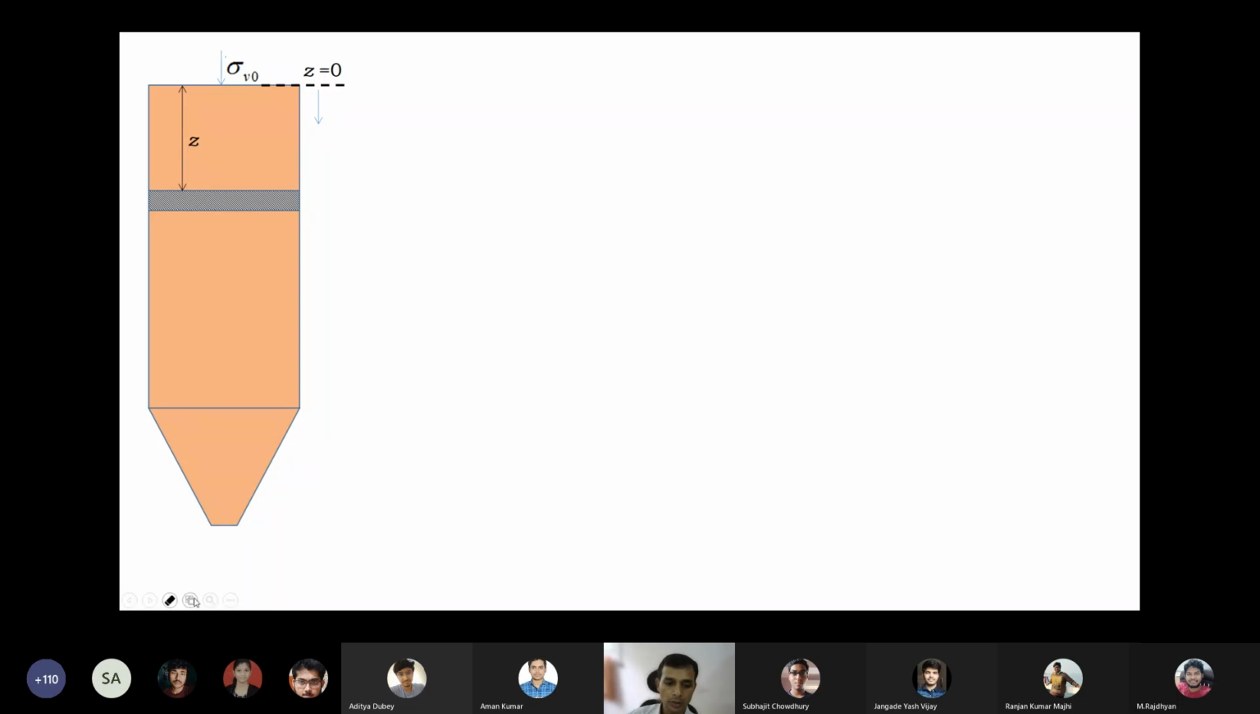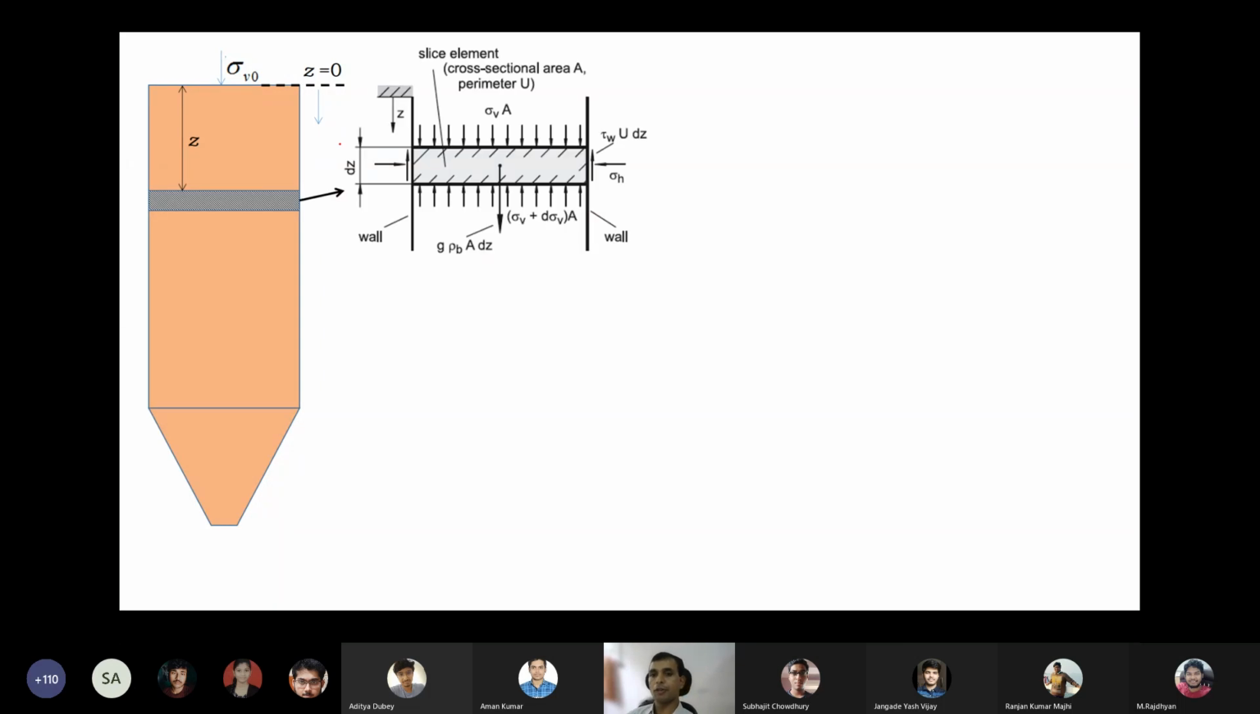So we take a silo, and here we have the vertical load sigma V naught, and we take Z equal to 0 as the top of the silo. At a distance Z, I have considered the small element. Since we want to find the stress profile, and stress comes from the force balance because force per area equals stress, these are the various forces acting on the small element.